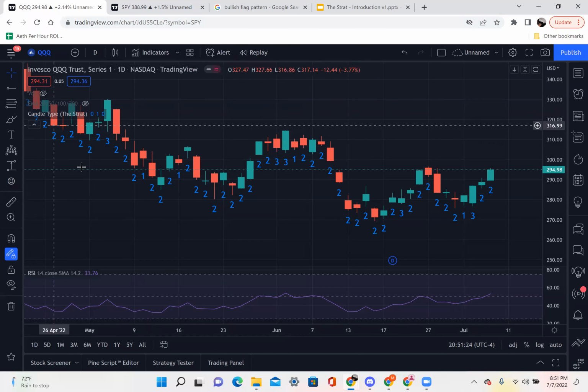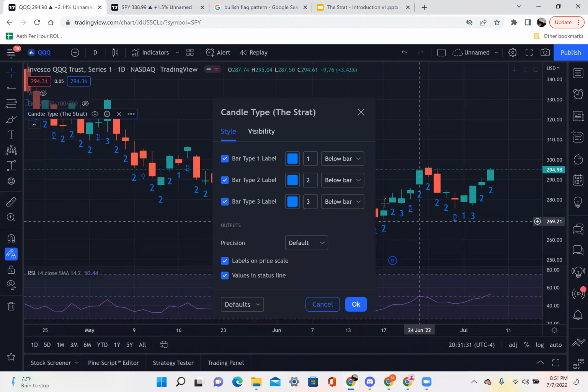So after you put it on there, what you'll do is you'll click this candlestick Strat part right here, and you'll click settings, right? I'll go to the chat here. Let me just pull it up.